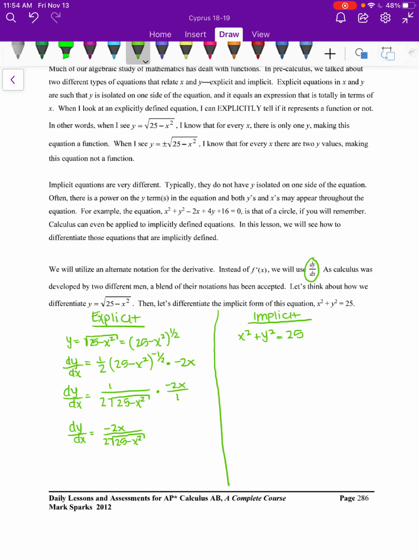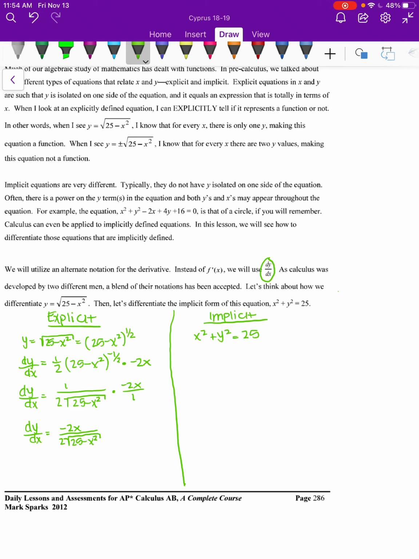If you were to get y by itself in this equation, you would get the square root of 25 minus x squared. So they're the same thing. One just has y by itself. Okay. When we differentiate this, we always, and I'm going to make a note here, star, highlight, circle this, treat anything that has a y as a chain rule. Treat y as a chain rule in terms of x.